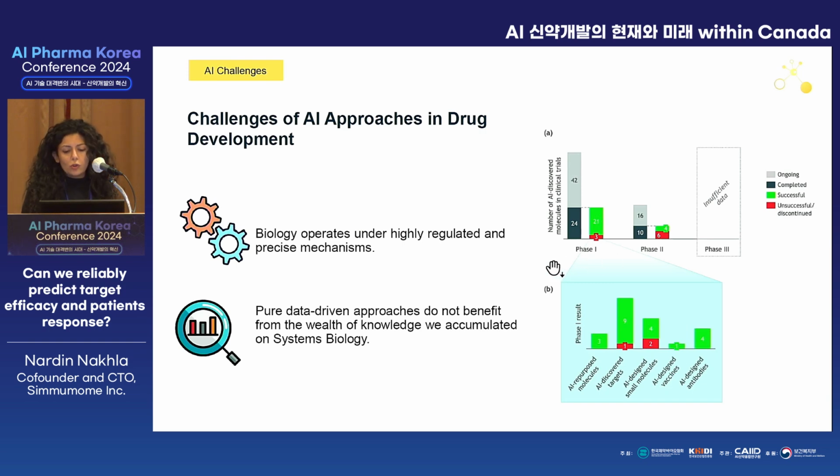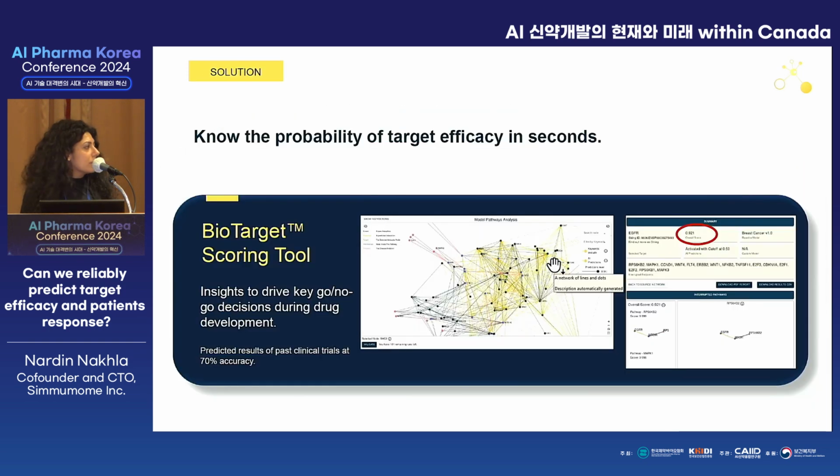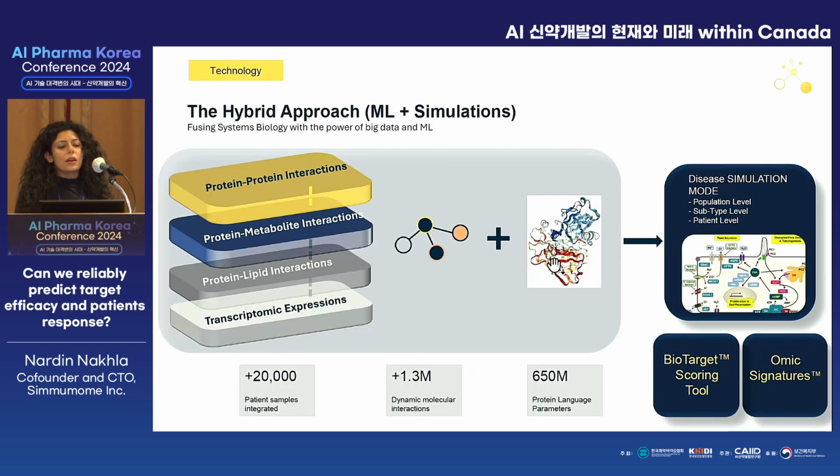So we decided to go for a hybrid approach. And the hybrid approach is where you use the power of machine learning, you use the power of data and big data, but also you fuse that with systems biology and the mechanistic models.